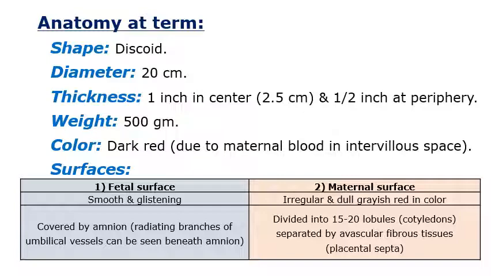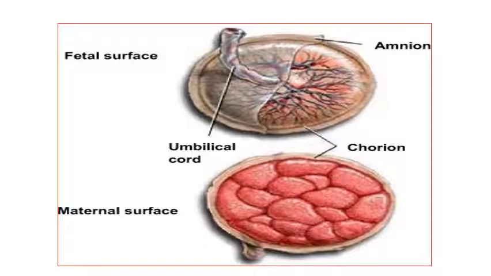The fetal surface, which is smooth and covered by the amnion, while the maternal surface is irregular and is divided into 15 to 20 cotyledons separated by fibrous avascular tissue, which is the placental septa. This is the fetal surface, and this is the maternal surface with the 15 to 20 cotyledons.